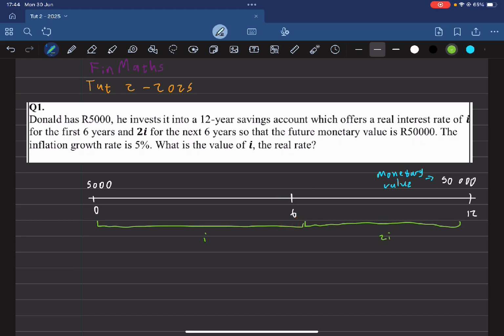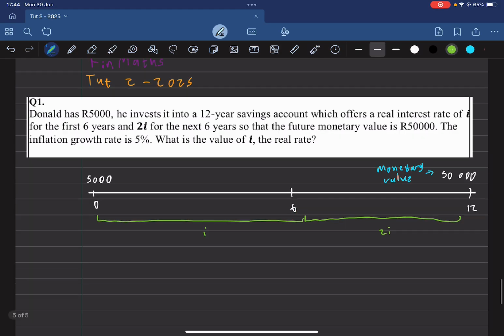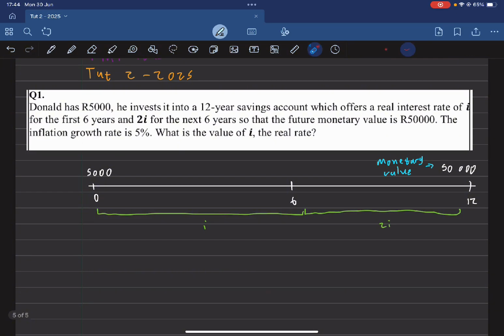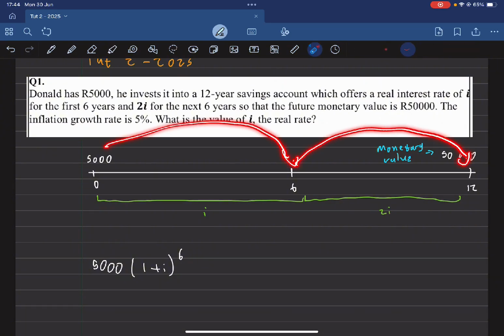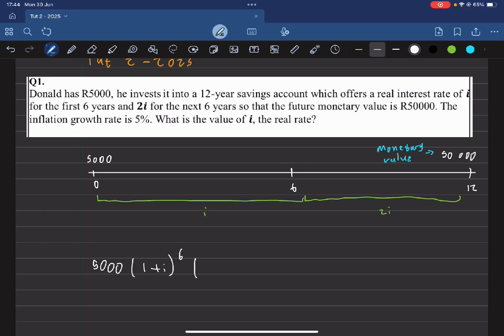Okay, so let's think about how we would set up an equation of value. So I'm going to move this 5,000 forward and then let it equal to the 50,000, which is the future value. And then to move it from here to here, I'm going to just start with the real, and then I'll multiply it by inflation to adjust for that. So let's start. The real value will multiply by 1 plus I to the 6. So then that's the real value at this point. And now I'm going to move that forward another 6 years. So now we multiply by 1 plus 2I to the power of 6.